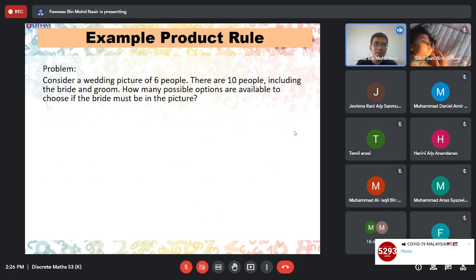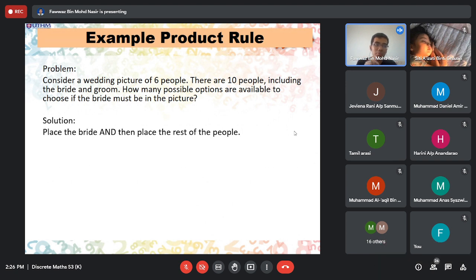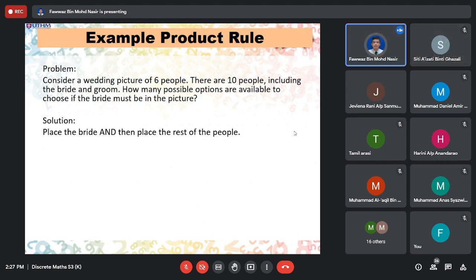Okay, jadi kita boleh break down kita punya problem ni into 2 parts. Mula-mula kita identify the number of ways we can position the bride in the picture. Sebab bride wajib ada dalam picture, dan ada 6 seat di dalam picture tu. So kita count the number of ways kita nak letak bride tu di dalam picture tu. And the second part ialah kita count the number of ways untuk position the remaining people into the remaining seats dalam picture.